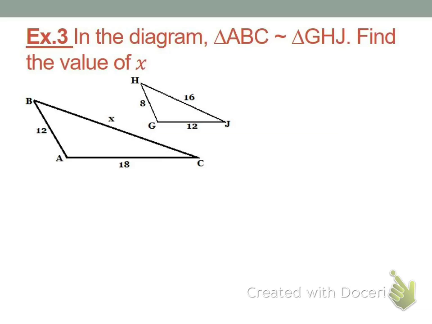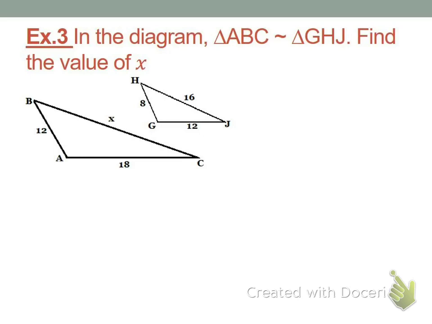In the diagram, we are told we have similar triangles. We are asked to find the value of x. Do we care about the angles? No. We know that we have congruent corresponding angles, but they don't really matter to us in this case. We're worried about the sides. So we need to set up a proportion in order to solve this.